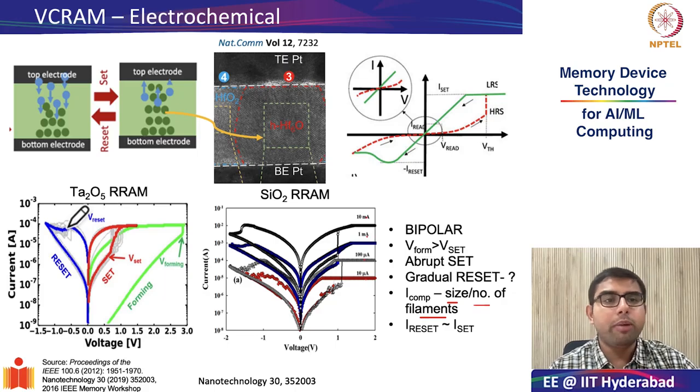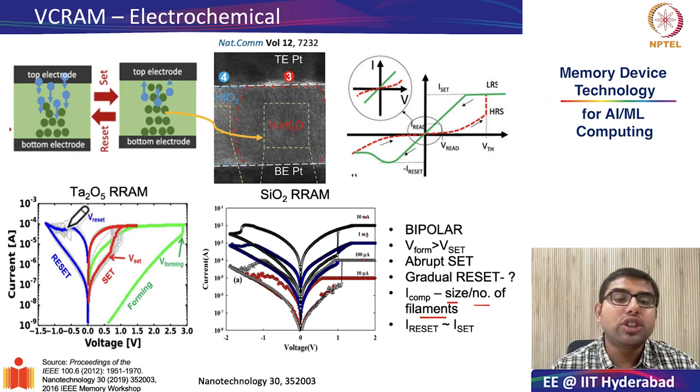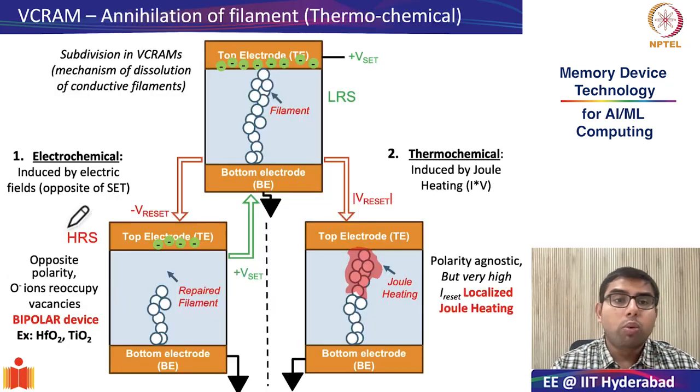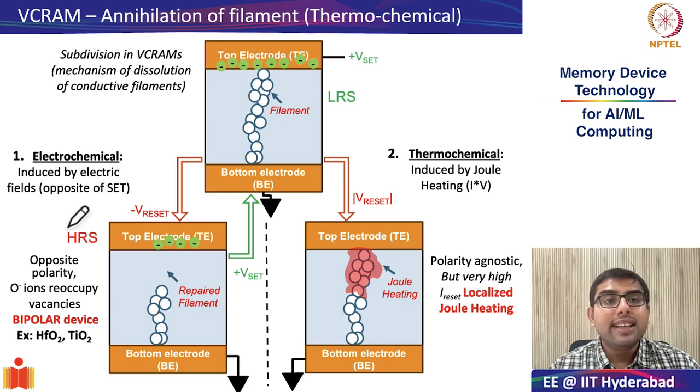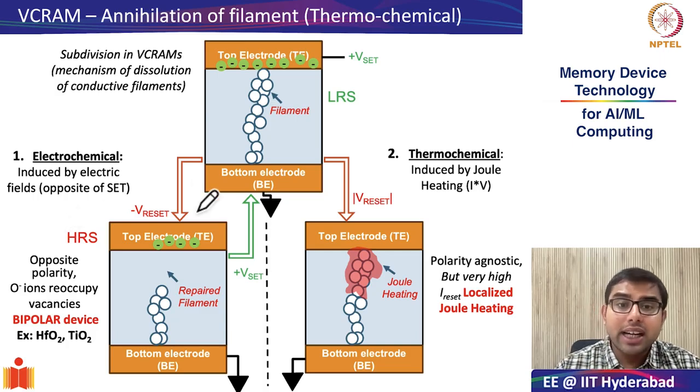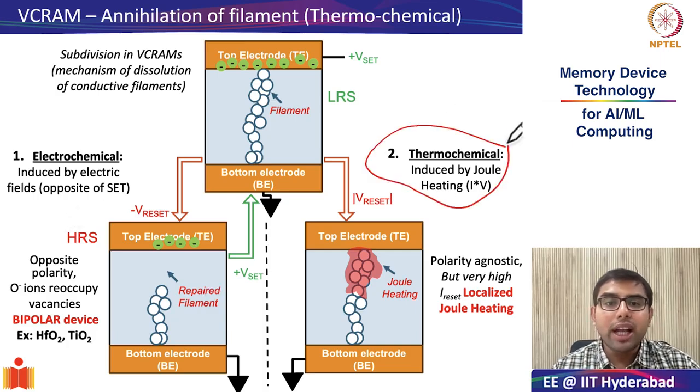And this is quite understandable because the set and reset cycles in an electrochemical VCRAM are just opposites, or complementary, to each other. They are the same process happening at two opposite polarities. In one, the oxygen ions are getting ripped out, creating vacancies. In the other, which is the reset, the oxygen vacancies are getting filled with ions. With this understanding, let's move on to the second subdivision in VCRAMs, based on the dissolution of conductive filaments. The second mechanism, as we had studied, was your thermochemical reset.